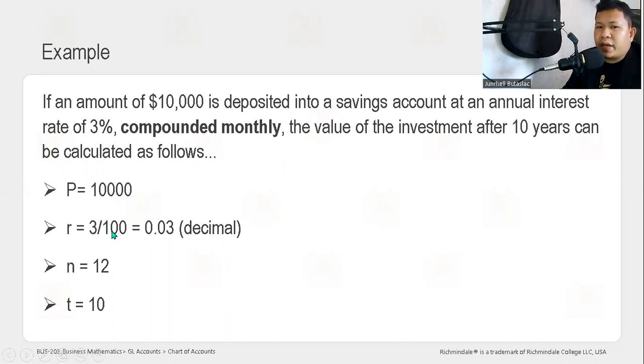Okay, so the interest rate is 3. Why is there a hundred as the denominator? It's because this is how we convert the 3% into decimal. Okay, so 3 divided by 100, that's 0.03, right? So that's in decimal form. So for n, okay, what is 12?